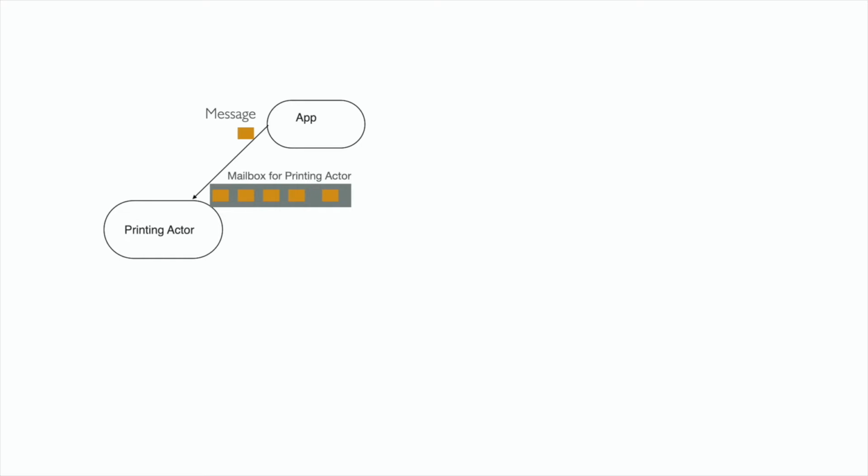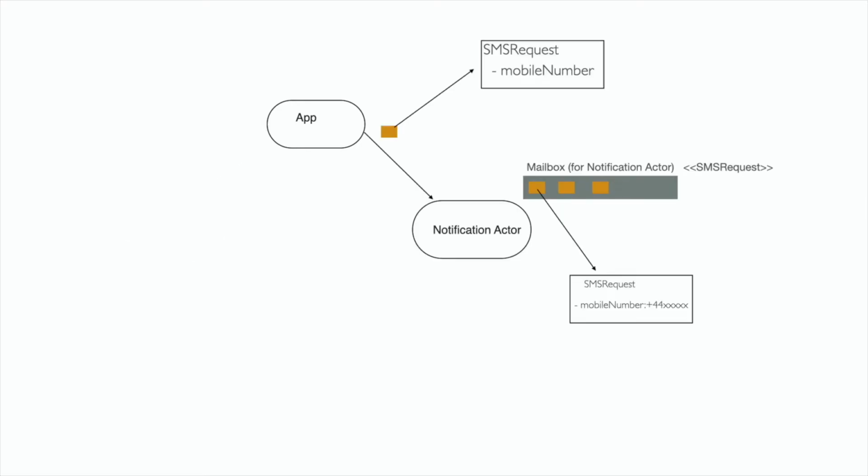Let's say we have a notification actor. It receives a message which has a mobile number in it, and we implemented this actor to send an SMS message to the mobile phone number. So other classes in the system can send messages to the notification actor's mailbox when they need to send a notification to the users. In case we have a very busy system, one notification actor cannot be enough.